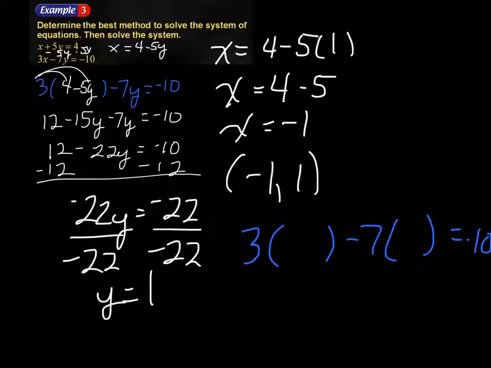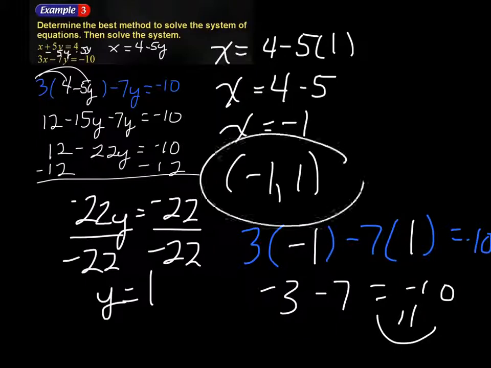I'm doing the check step again. So we have 3 times negative 1, what I found for x, minus 7 times 1, what I found for y. So when we multiply it out, we're going to have negative 3 minus 7, which does in fact equal negative 10. It works for both equations. My ordered pair is good.